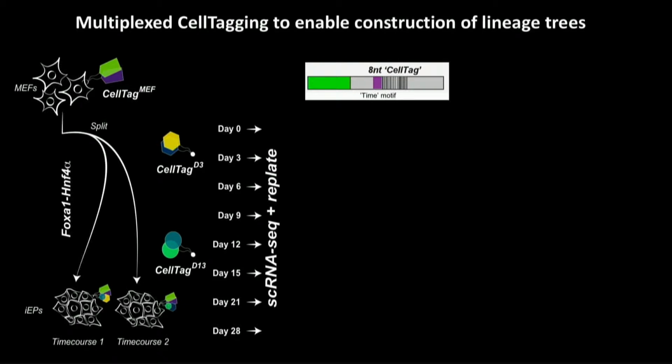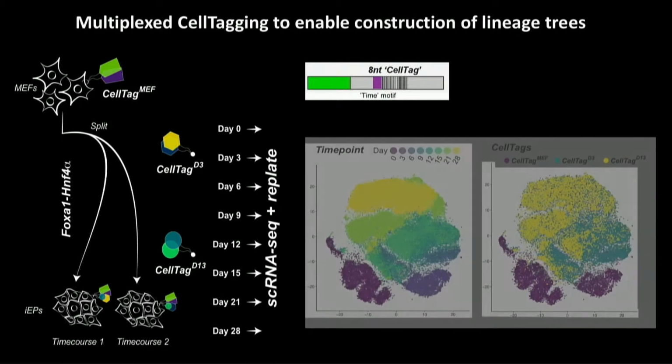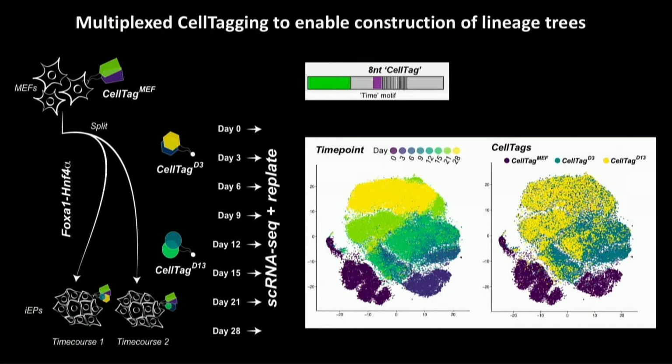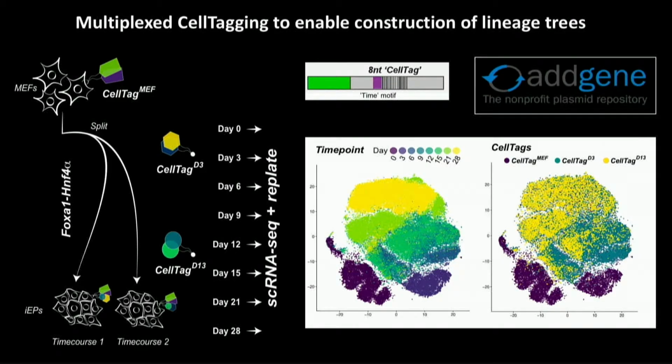But then at day 3, we introduce a second CellTag library, and then we introduce a third CellTag library at day 13, coinciding with phenotypic emergence of IEPs. We can then overlay this data onto the t-SNE plot here based on this motif demultiplexing. And we see our MEF-tag cells here, we see CellTag day 3 coming up here, and CellTag day 13 expression coming up later. These pooled libraries are going to be available on Addgene in about 2 weeks. So Addgene are working really hard on this at the moment.